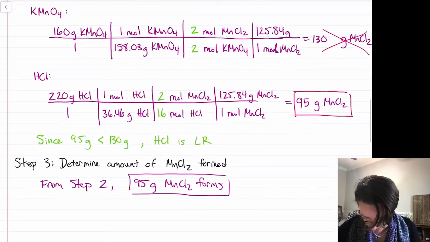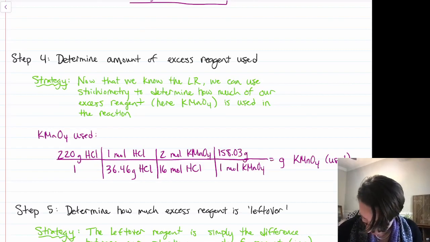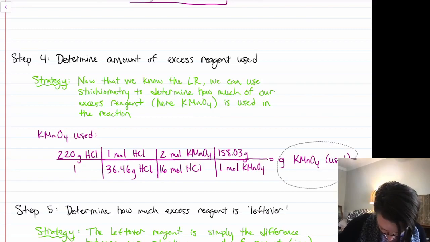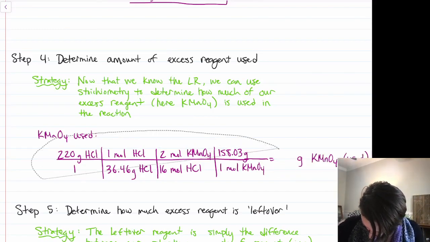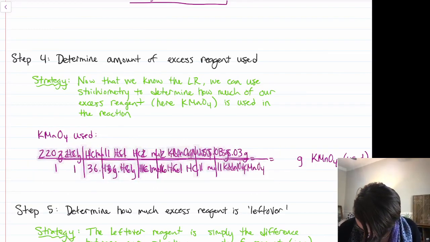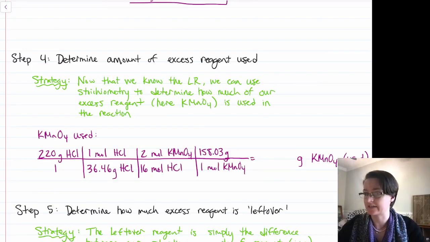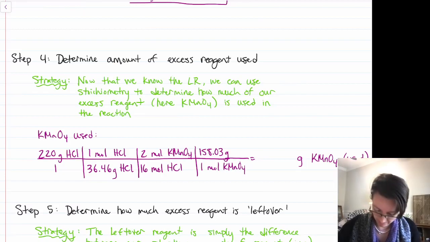to determine that we have 158.03 to figure out how many grams we've used. Plugging this all into my calculator, I am able to figure out that the number of grams of potassium permanganate that gets used is equal to 120.